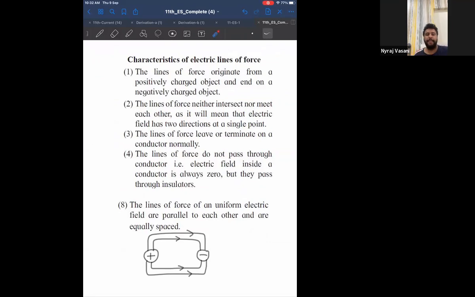Now, look at the screen. Look at the first point. The lines of force originate from a positively charged object and end on a negatively charged object. Tell me, did you understand point number one? Looking at the diagram itself, did you understand that they originate from a positively charged object and they terminate on a negatively charged object? Therefore, write down this as your point number one.